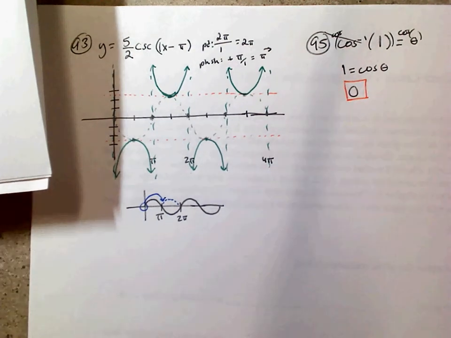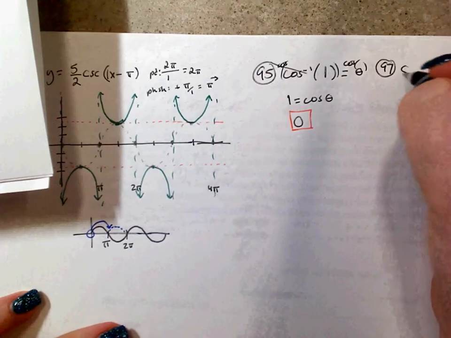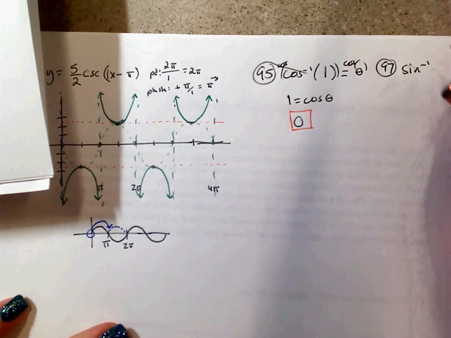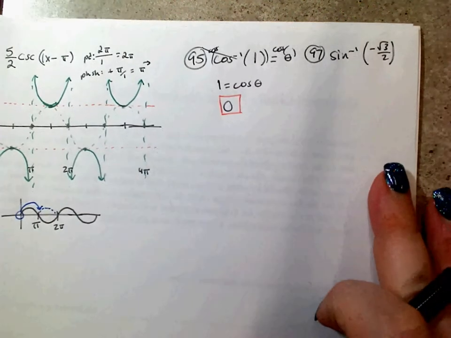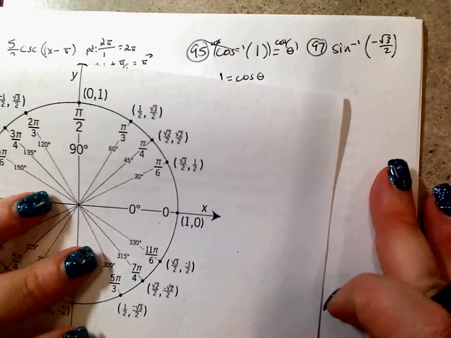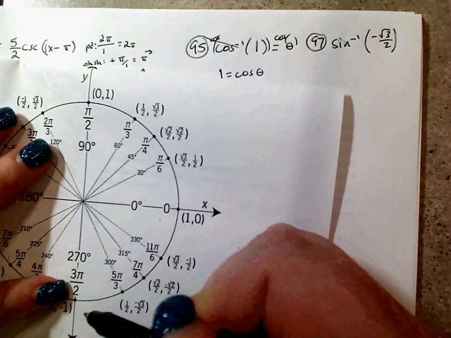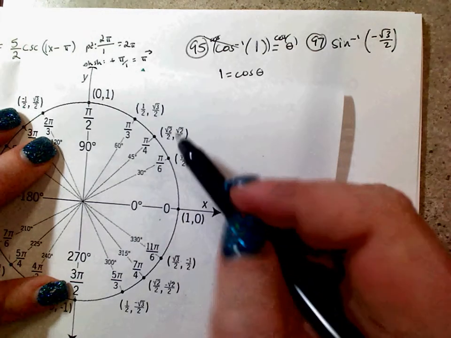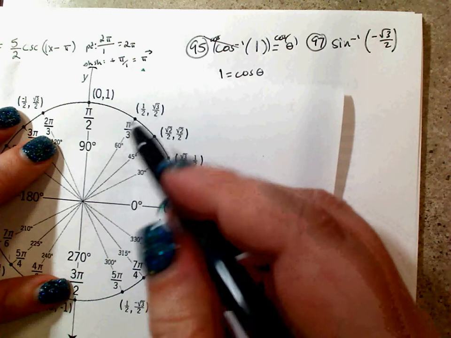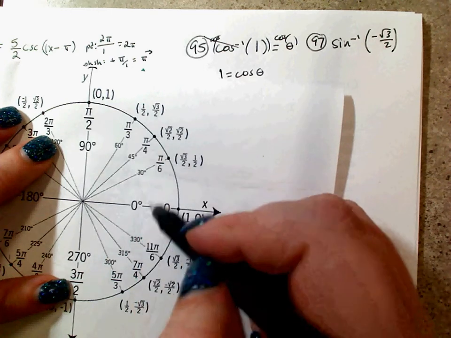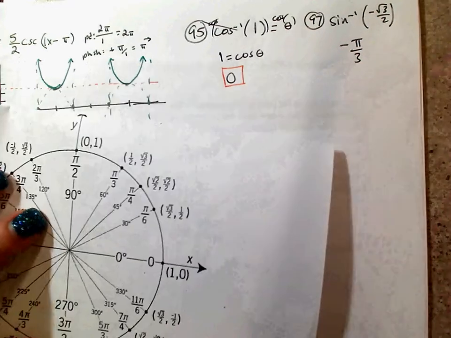Okay, 97. We've got sine inverse of the negative square root of 3 over 2. So the question is, sine of what angle is negative square root of 3 over 2? And remember that sine exists only from negative pi over 2 to pi over 2. So sine inverse of negative square root of 3 over 2 is negative pi over 3. So 60 degrees this way is pi over 3. Negative 60 degrees is negative pi over 3. So the answer is negative pi over 3.